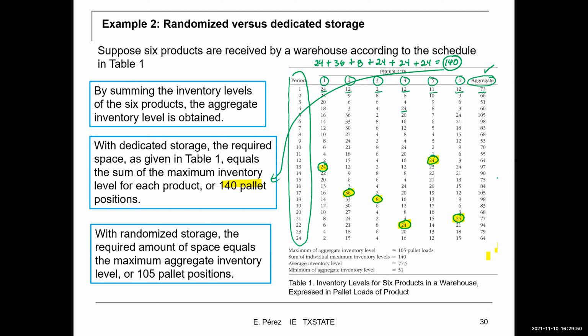Now, with randomized storage, the required amount of space equals the maximum aggregate inventory level, or 105 pallets. So for the randomized storage, what we're going to do is look at this last column and identify the maximum aggregate inventory. In that case, that will be 105 here. So the required amount of space for randomized storage will be 105.